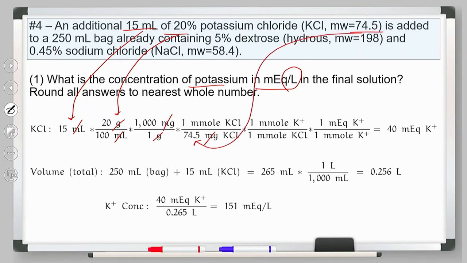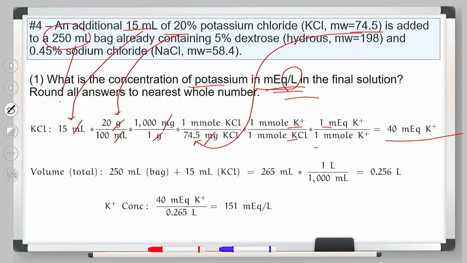So when I divide by 74.5, I now know the number of millimoles of potassium chloride. There's 1 potassium in 1 potassium chloride, and the valence is 1. So there's 40 milliequivalents of potassium. But I wanted it in what? Milliequivalents per liter. So I need to figure out the volume.